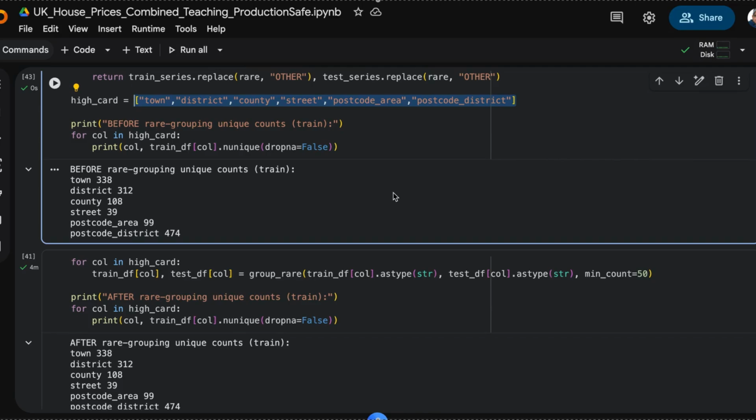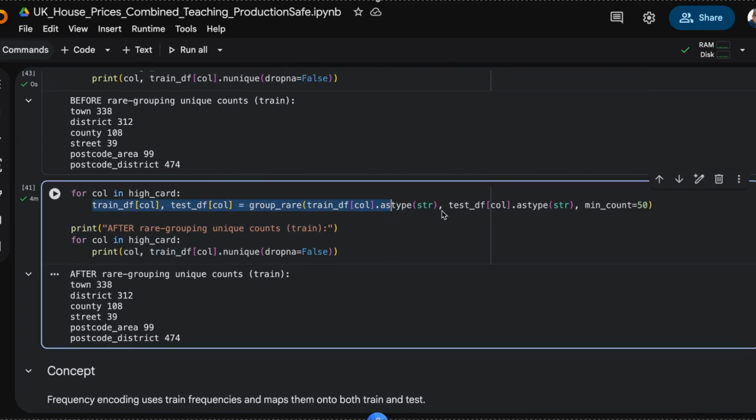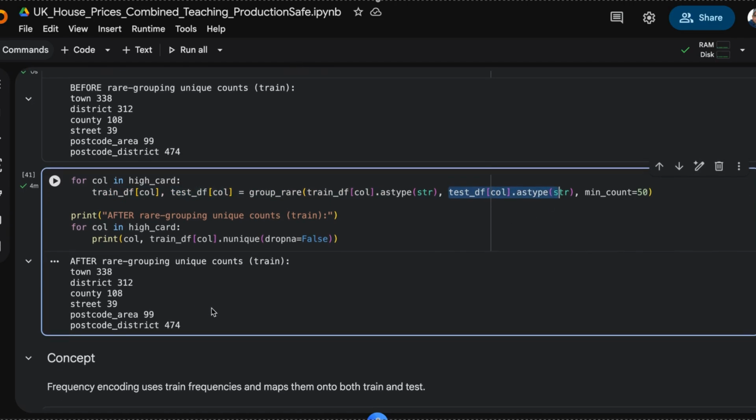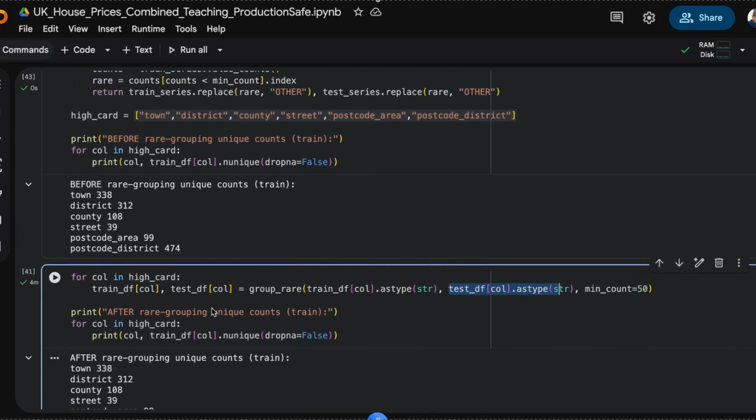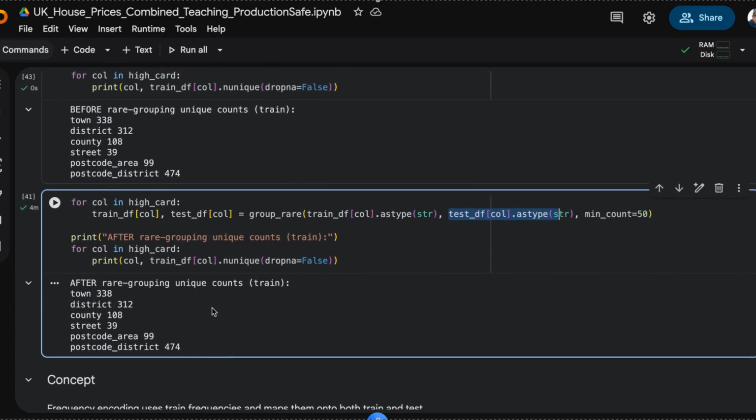The rare categories are identified using training data, and then the same grouping rule is applied to test data. This ensures consistency without leaking test information into training. After grouping, we observe a reduction in unique categories. The dimensionality is now significantly more manageable. This step dramatically reduces sparsity while retaining the majority of geographic signal.